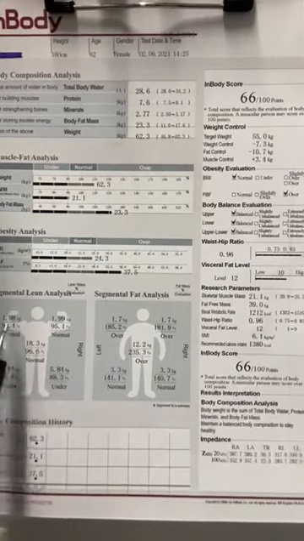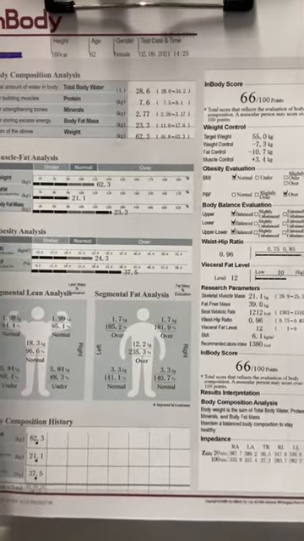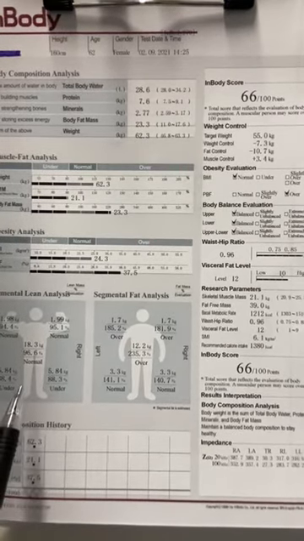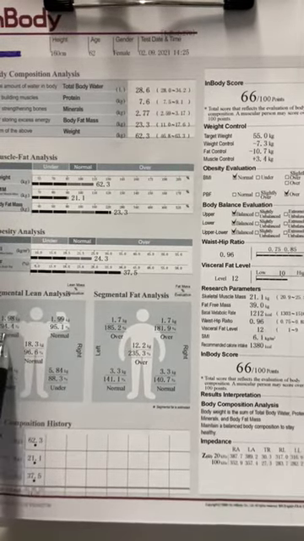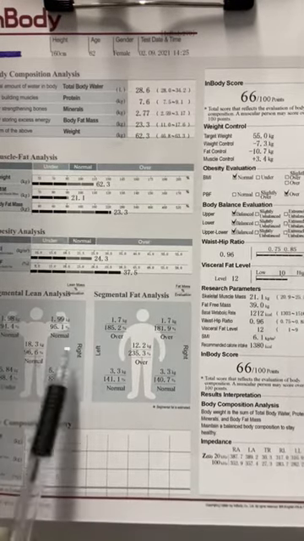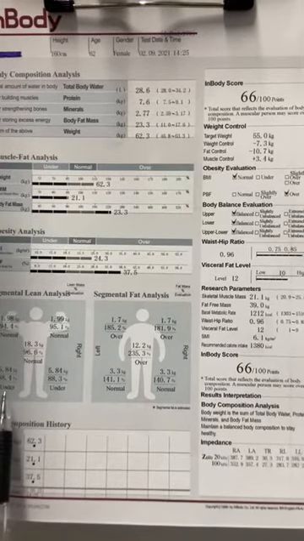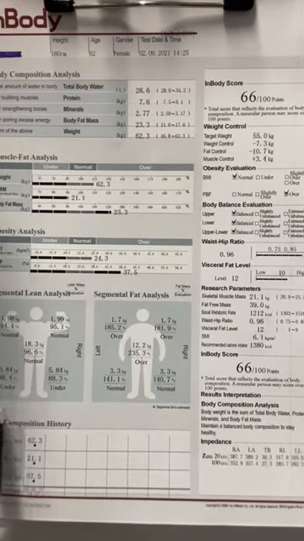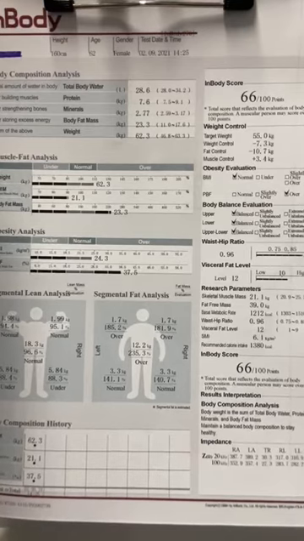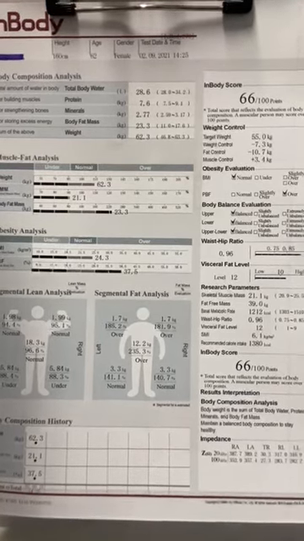Now we've got segmental lean tissue, so muscle tissue broken down by body part, so we can see exactly where needs the work. It's fine and relatively balanced and symmetrical on the torso and each arm. We've then got slightly under on the legs. So ideally some resistance exercise on the legs and a little bit overall would be beneficial.